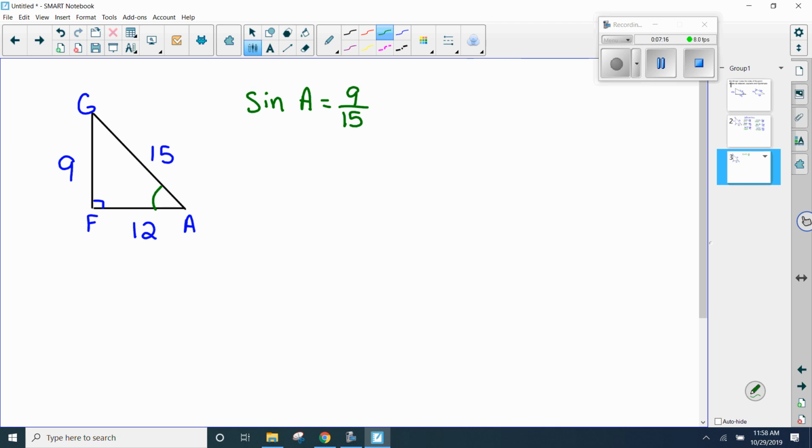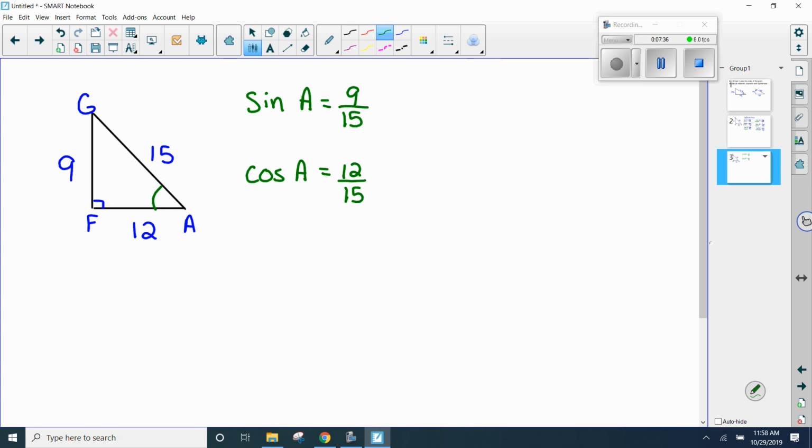The next thing they ask you is the cosine of angle A. What are the cosine sides? Adjacent over hypotenuse. What's the adjacent side? 12. The hypotenuse is 15. That's all it is.